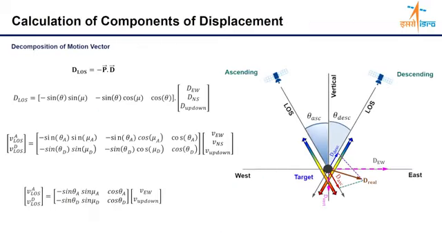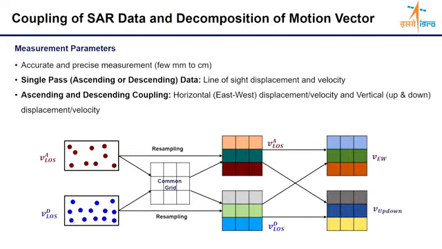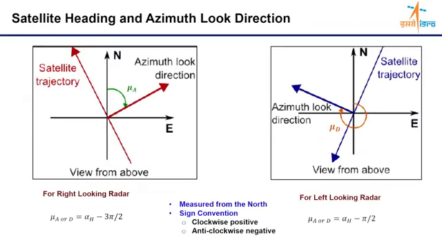So don't think these equations alone are sufficient. These equations are not sufficient. These steps you have to basically apply. Whatever the outputs from the ascending and descending data sets are, you have to interpolate them over the common grid, and over the common grid you will have both values, then you are free to apply those equations, and finally you will get the horizontal and the vertical displacement vectors.